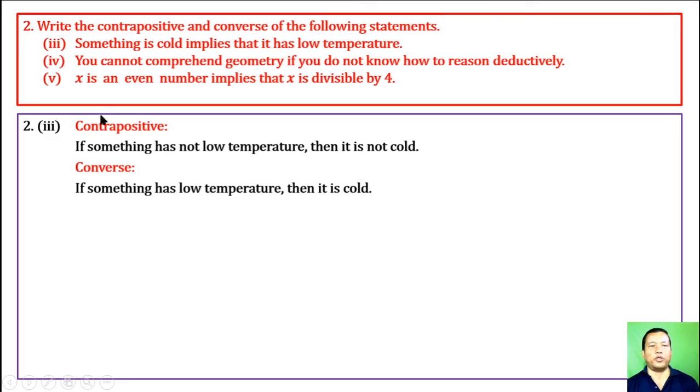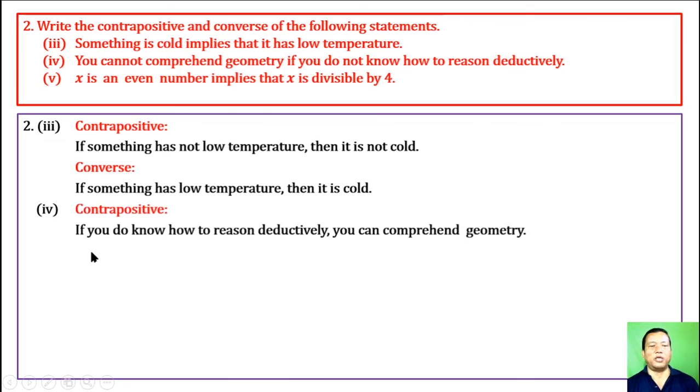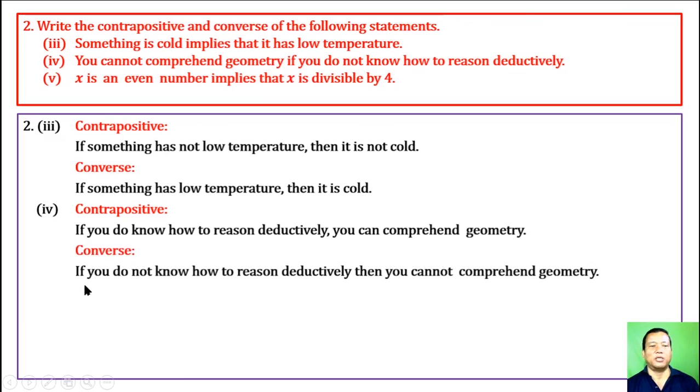Roman number 4. You cannot comprehend geometry if you do not know how to reason deductively. Its contrapositive is: if you do know how to reason deductively, you can comprehend geometry. Its converse is: if you do not know how to reason deductively, then you cannot comprehend geometry.